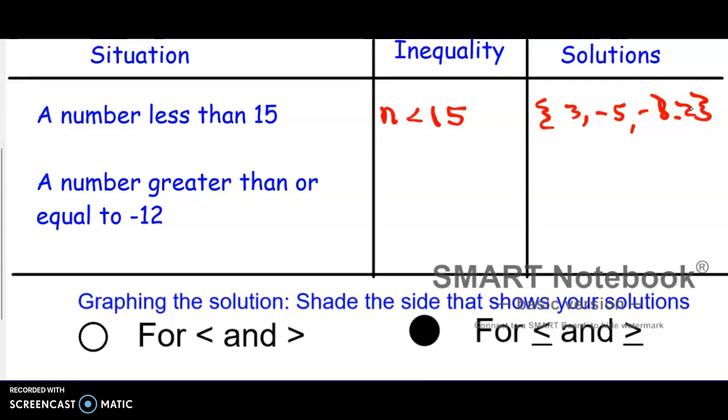The next one, a number greater than or equal to negative 12. So we're looking for numbers that fall into that range. The first number we pick has to be in the solution set, so it's going to be negative 12. Now we're looking for numbers that are greater. I know that 0 is greater than negative 12, and I know that 15 is greater than negative 12.